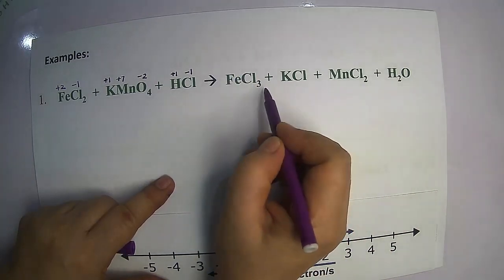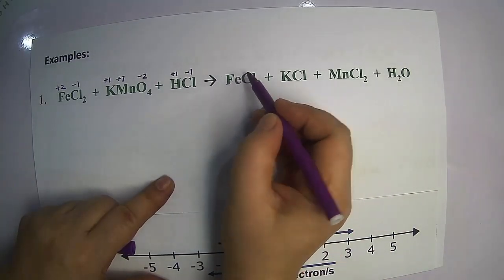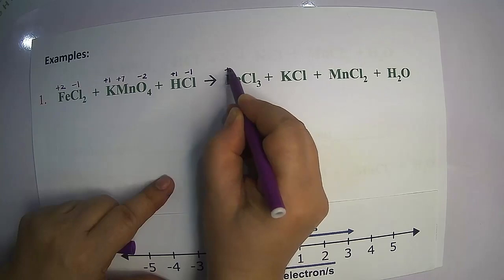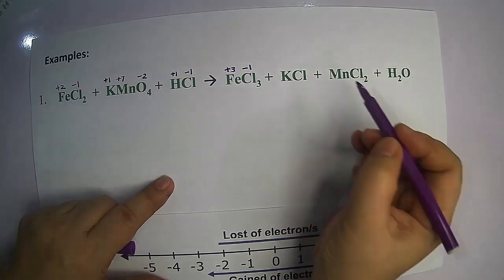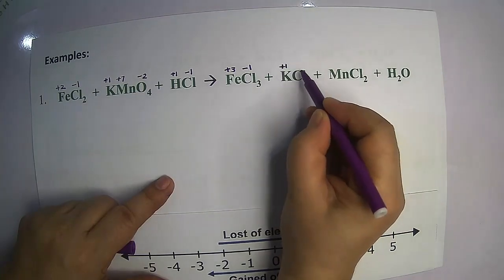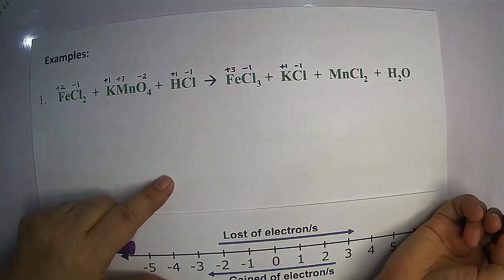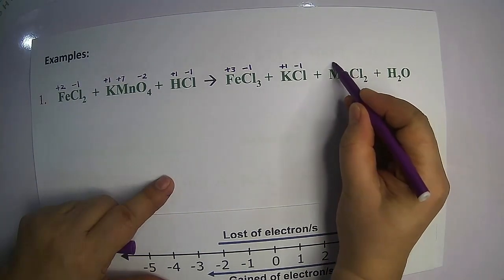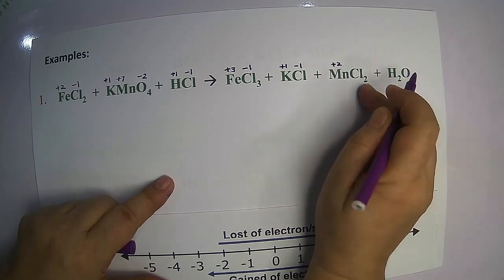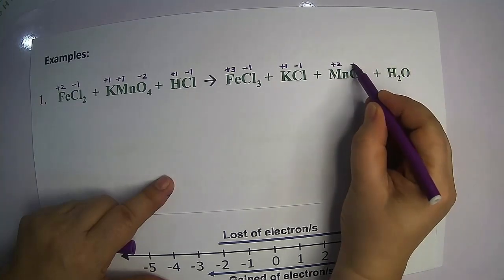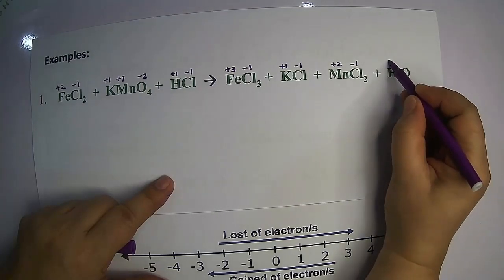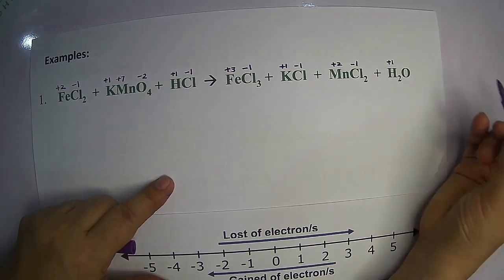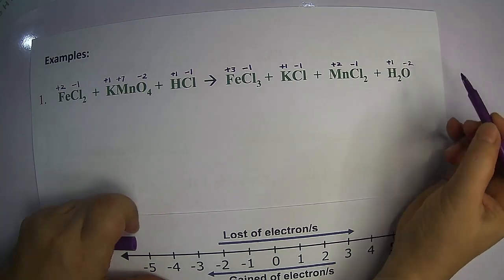Again, binary compound, we just apply the reverse of the crisscross method. Iron being ferric, +3, and chloride -1. Then potassium, +1, chloride -1. Again, we have here the binary compound. The 2 here refers to manganese, and chloride under 7A is -1. And water: hydrogen is +1, oxygen is -2.